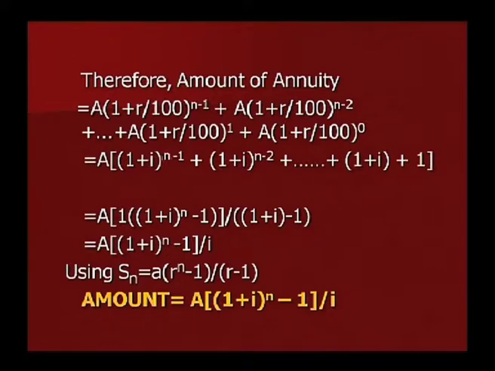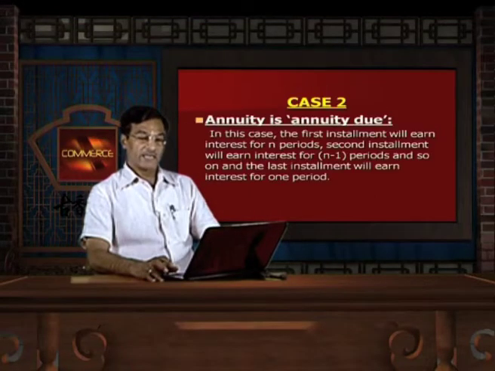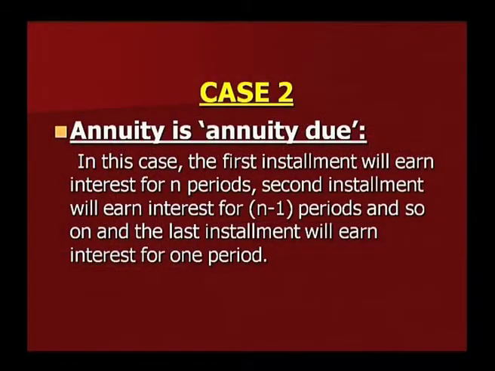Here the summation is formed by using the formula Sn = a(r^n - 1)/(r - 1), that is the sum of a geometric progression of n terms. Now I will explain the second case. Case 2 is annuity due.